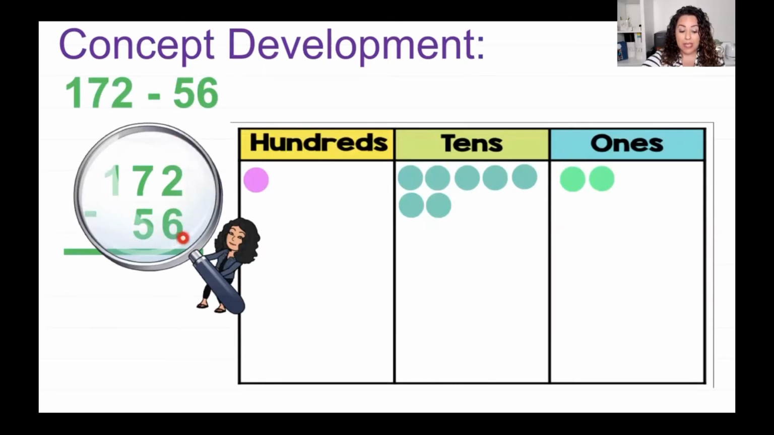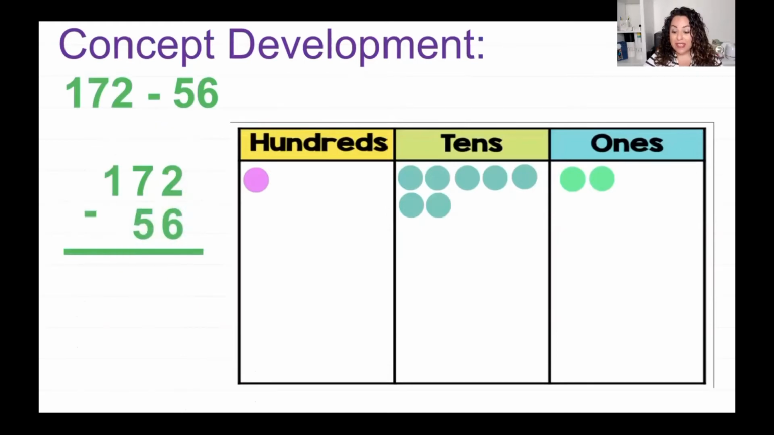So I know when I get to my ones, I'm going to have to go next door. Now I see 7 and 5, more on the top. So I will probably just have to unbundle one time. So let's go ahead and get started.